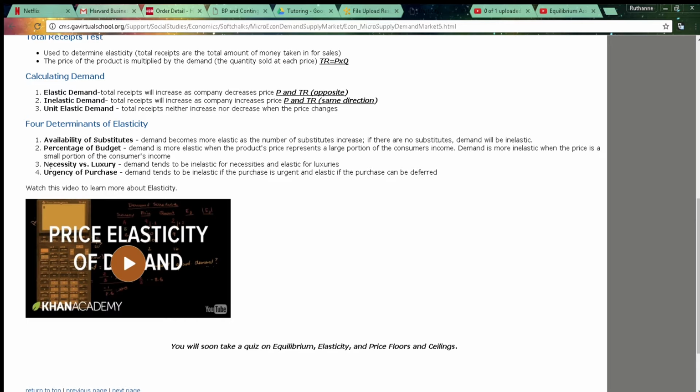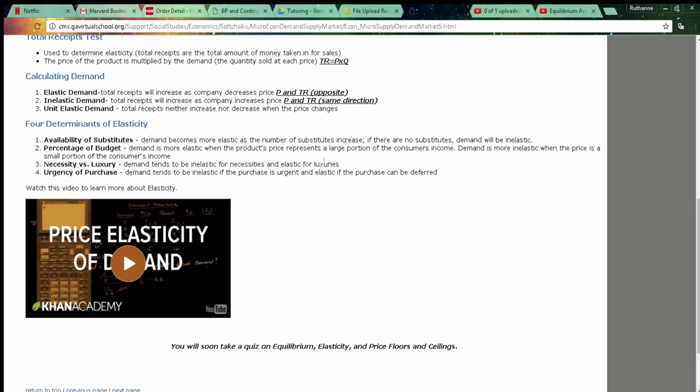Another thing that feeds into this concept is necessity versus luxury, and this one very much makes sense. If I need it, it's inelastic because it doesn't matter if the price changes. If I don't need it, it's a luxury, then it's elastic. It does matter if the price changes because I don't actually need it.